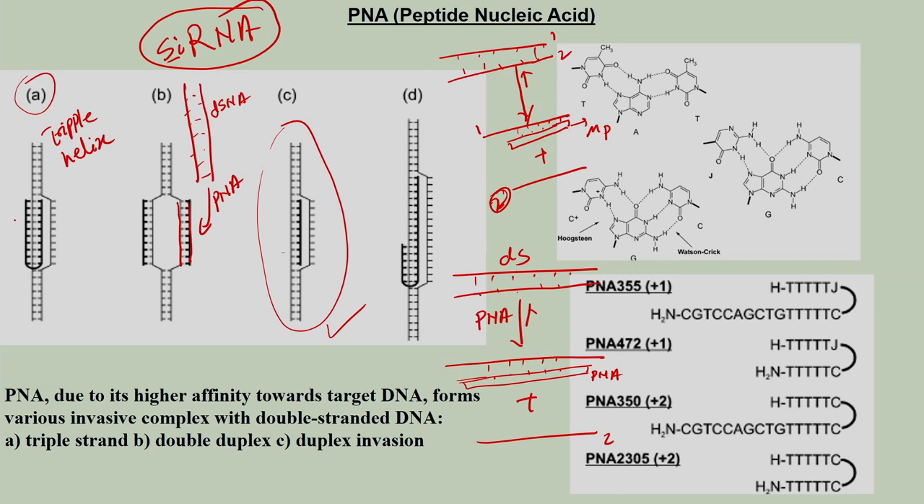In this case, your PNA has invaded. It is called the invasion. This is called the invasion into the double helix. So your PNA, because it is complementary to the target DNA, has invaded into the double helix and displaced it.